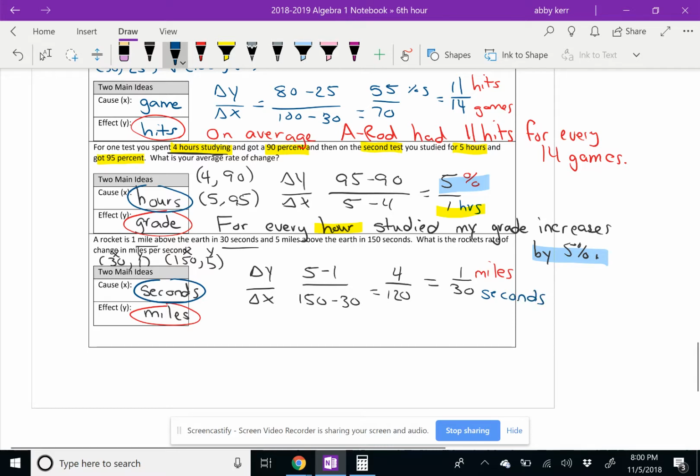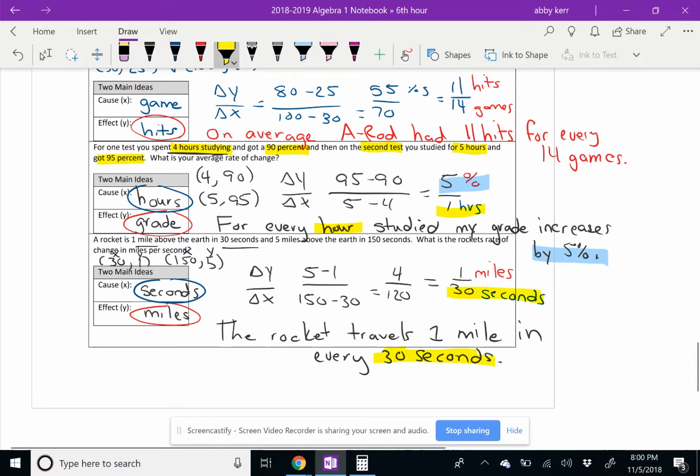So you have to think about how far the rocket is traveling. So you can say the rocket travels 1 mile in every 30 seconds. Now if you notice, we have our x, which is our time, talked about in our sentence. And then we're talking about, in this case, distance, which is our y. So the rocket travels 1 mile in every 30 seconds.